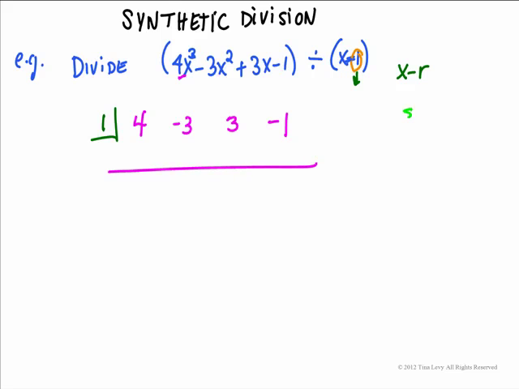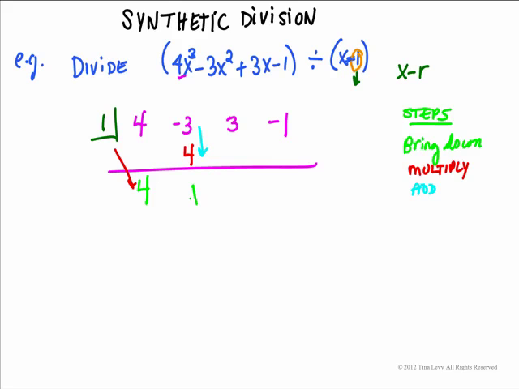We'll now do the steps. The first step for synthetic division is you bring down. So we are going to bring down, in this case, the 4. Next step is we're going to multiply. So we're going to multiply 1 times 4 and put that in the next column. Once we have the 4 in the next column, our next step is we will add. Negative 3 and 4 is going to be 1.